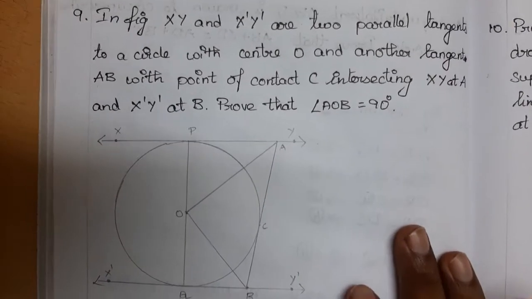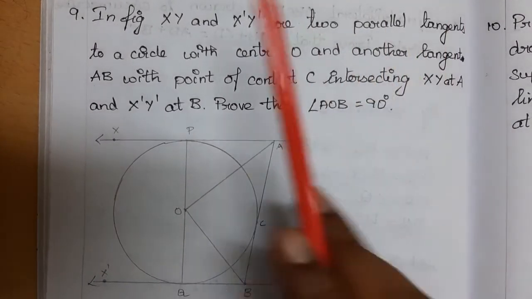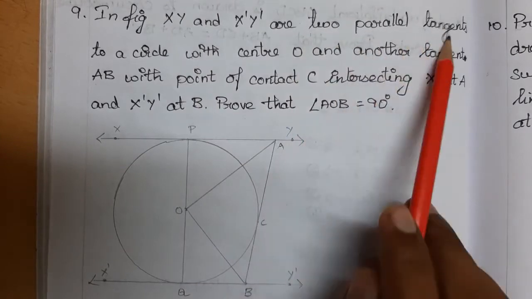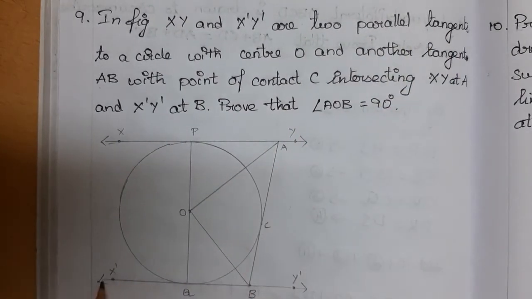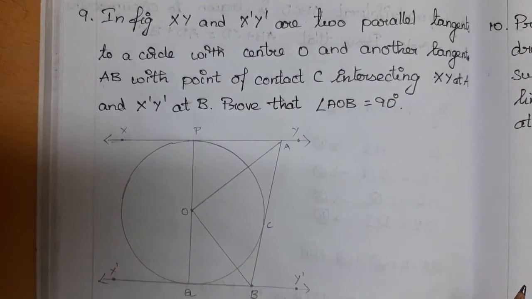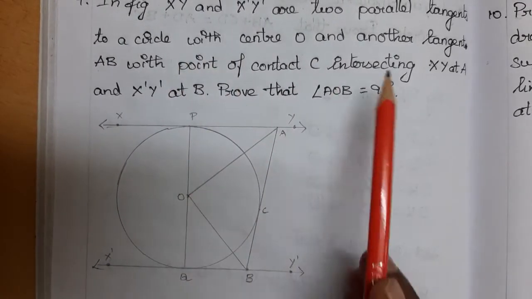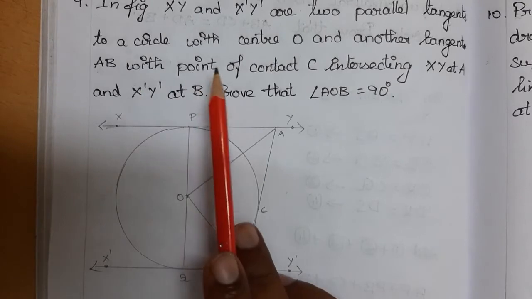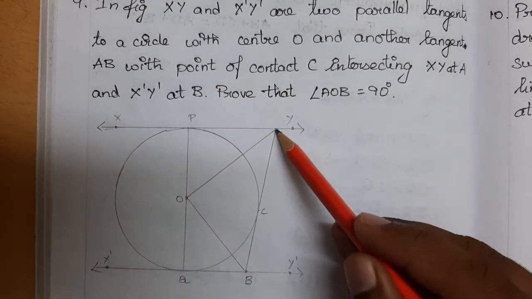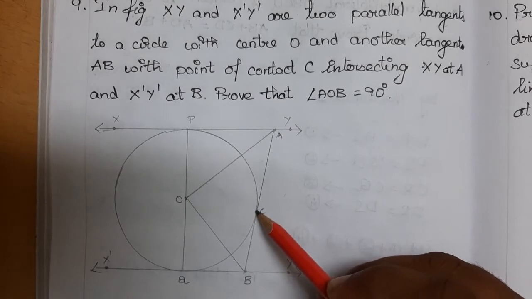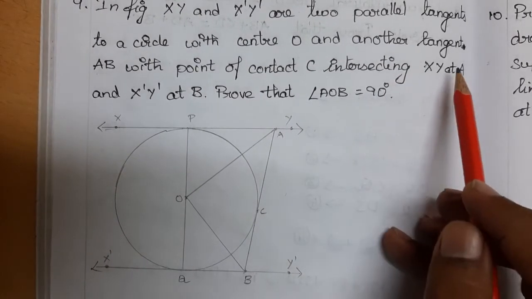And here we go for an important theorem. It's a problem. In the figure, XY and X'Y' are two parallel tangents to the circle with center O, and there is another tangent AB with point of contact C. You can see that AB, with point of contact C, intersects XY at A.